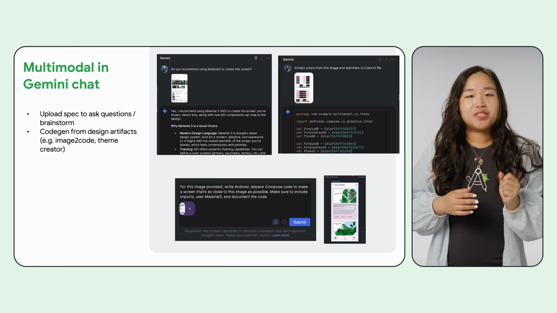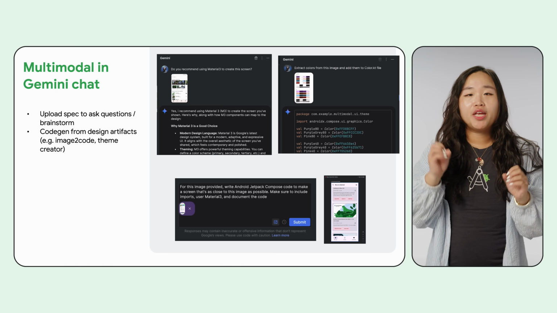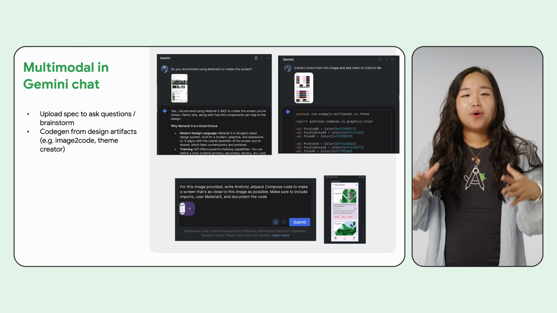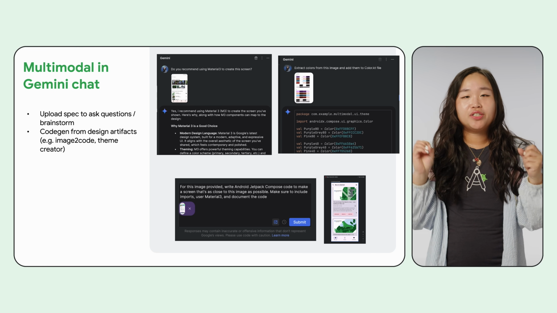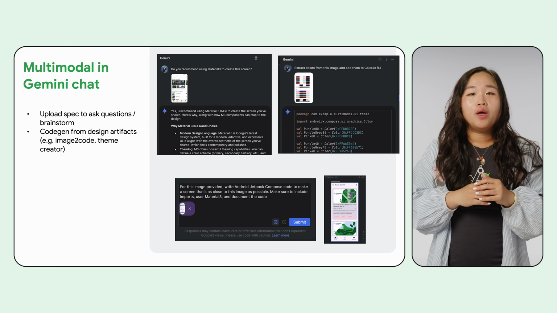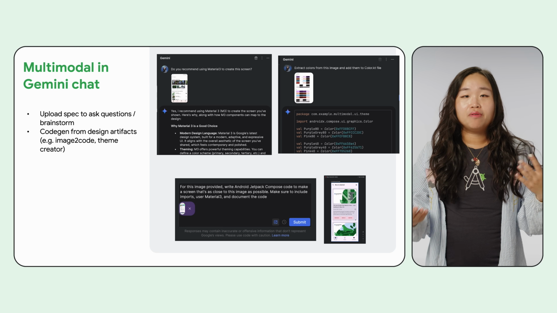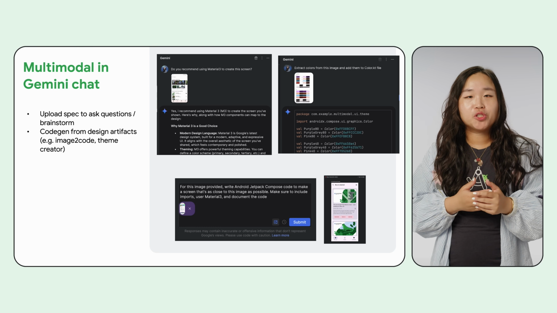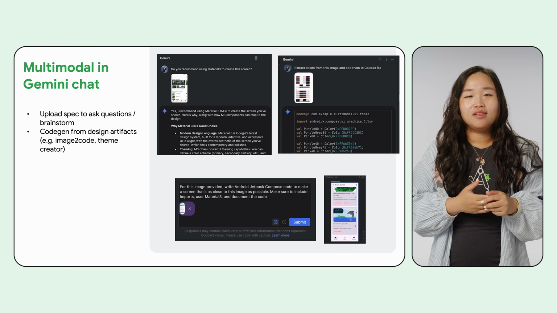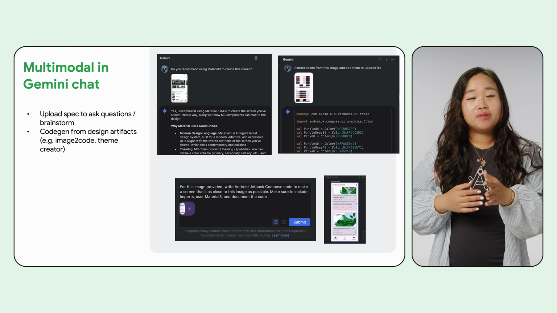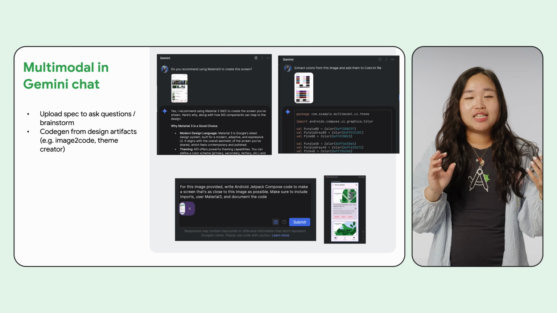With the initial stages of the UI development lifecycle, we introduce multi-model and Gemini chat. We want to tackle reducing the time to receive and understand spec from designer. We imagine developers can upload spec and ask questions and brainstorm, for example, what composables should I use looking at the spec? Code generation from design artifacts, image to compose, theme creator, extract color assets, and more.